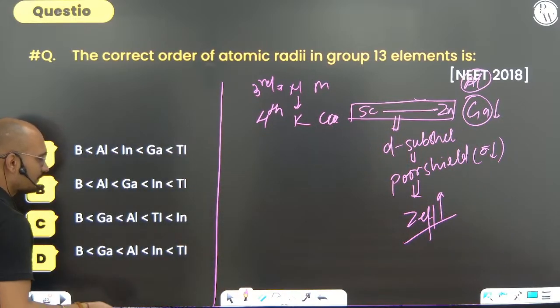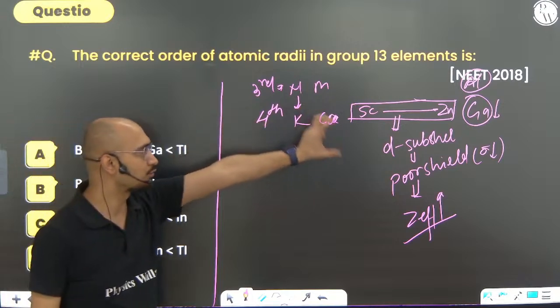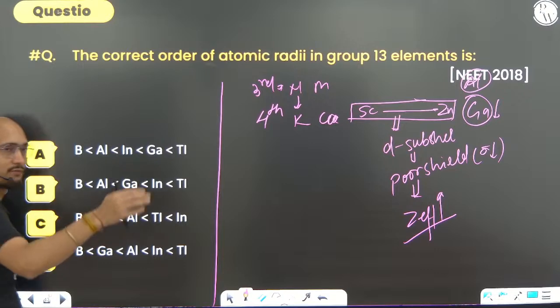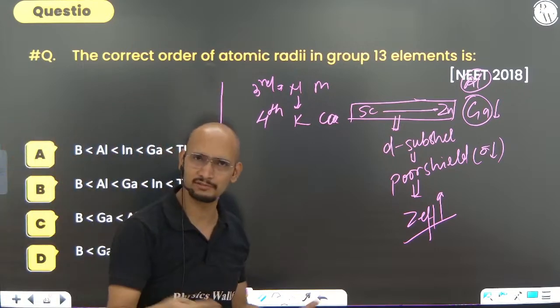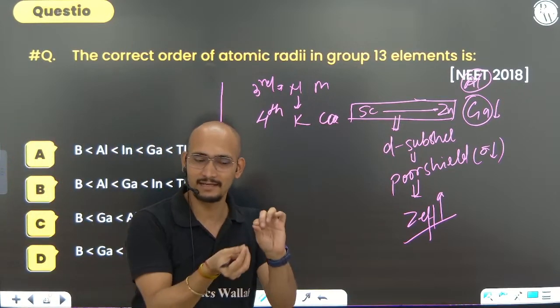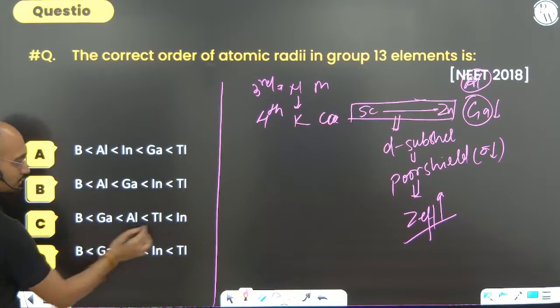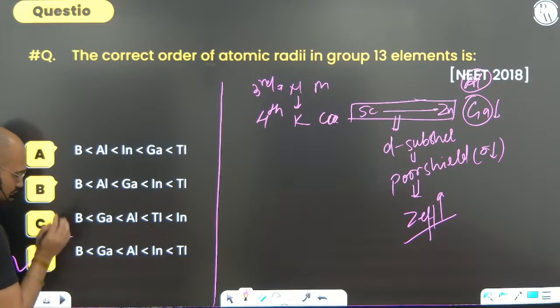So what can we say? There is a change here, and due to what? Scandide contraction. After boron, it is aluminum, and what we expect is that as we go from top to bottom, the size should only increase. But there is a change: gallium becomes less than aluminum. So what we can say is boron, gallium, aluminum, then indium, thallium. So D is the correct option.